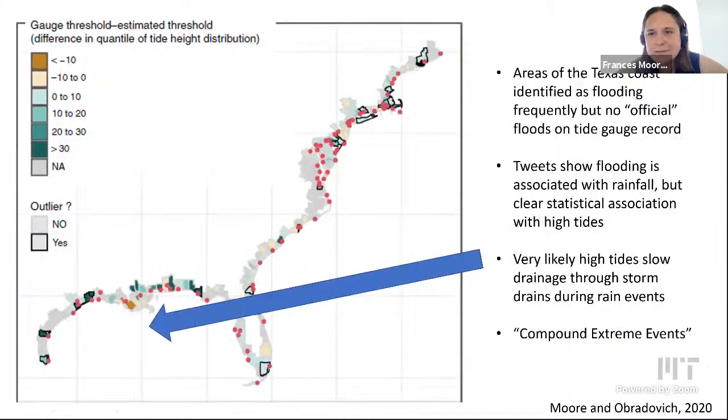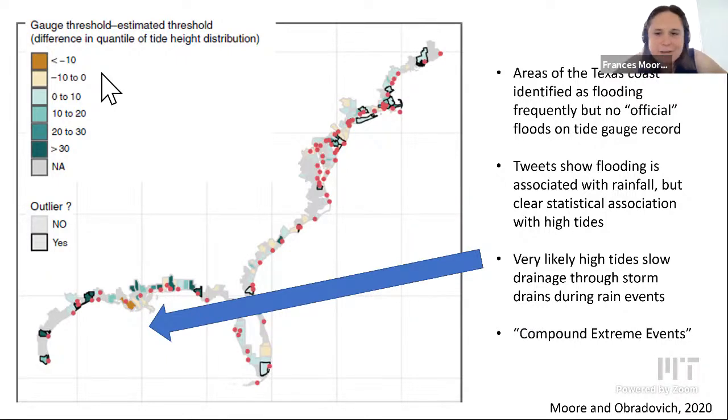And so I dug more into what's cool about the Twitter data. You can actually go in and pull out the relevant tweets and look at what people are saying. I did that for these counties, and I read through these flood-related tweets that come from these counties on these flood days. These areas of the Texas coast are identified as flooding frequently, but there's no official floods on record at the tide gauge. What the tweets show is that this flooding is associated with rainfall events, right? But statistically, we pick out a clear statistical association with high tides, even controlling for very heavy rain events and extremes in the rainfall distribution.